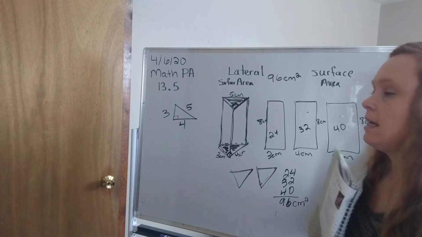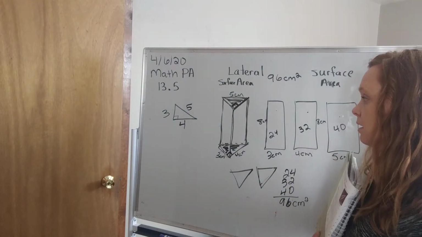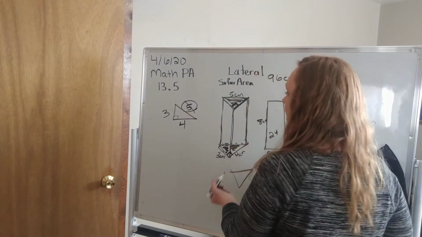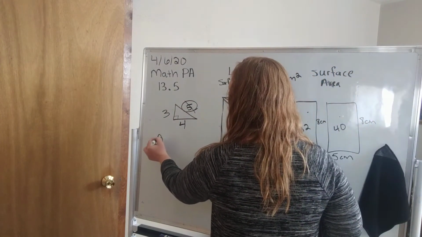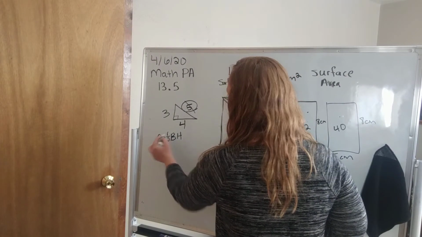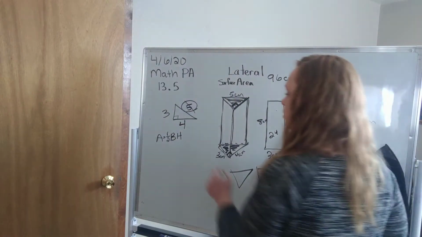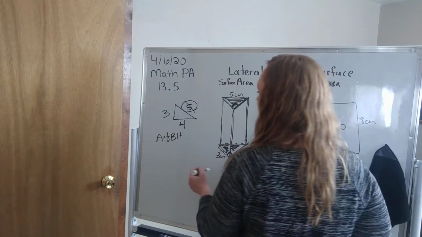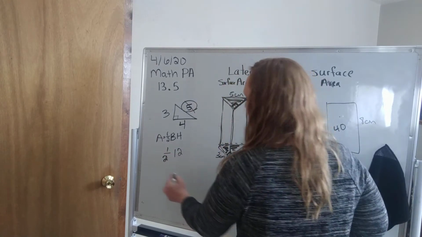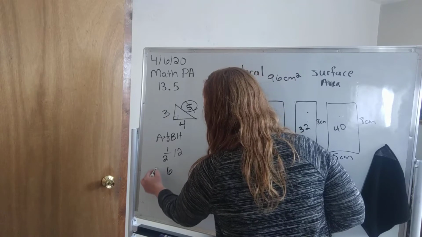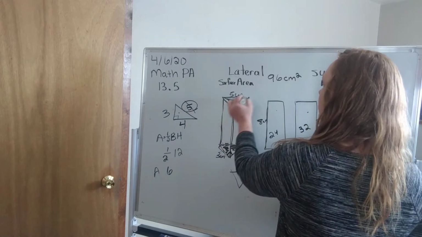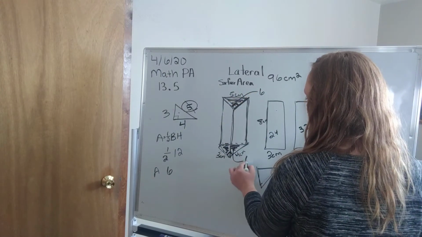Well, what do I need to be able to find the area of this triangle? Do I need this number? No. I need to multiply, remember the area of a triangle is the base times the height divided by 2, okay? So the base times the height is 12, and we want to find 1/2 of 12, which I hope you see is 6. So the area of this triangle is 6, and the area of this triangle is 6.